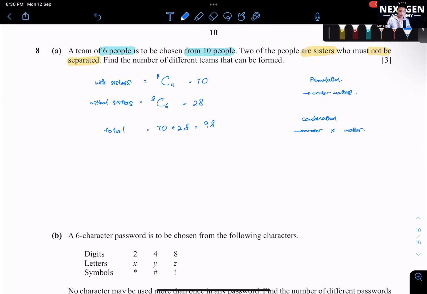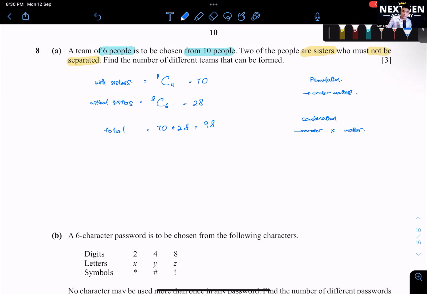I always give the example: let's say we want to form a NextGen swimming club. There's like 20 of us here. If we only need 5 persons to participate in this swimming competition, does it matter if I choose Vance, Shannon, Dylan, Joshua, then Cheryl? How I choose them, does it matter?